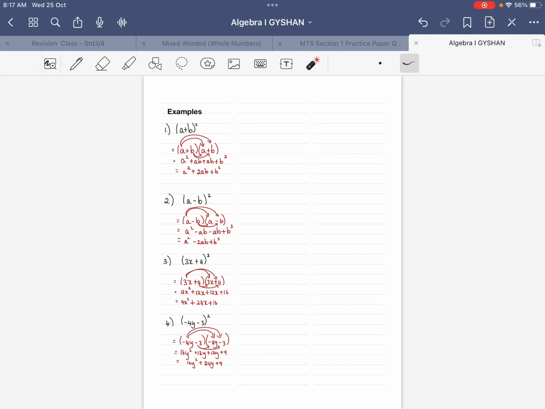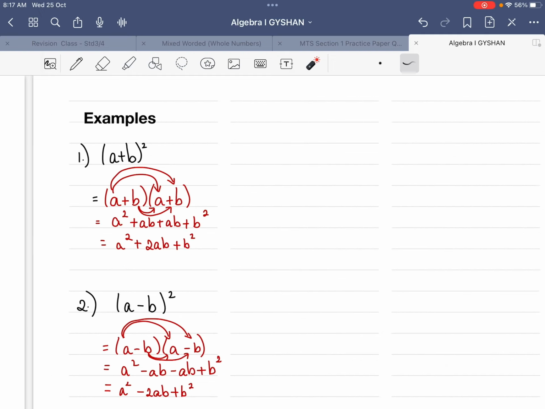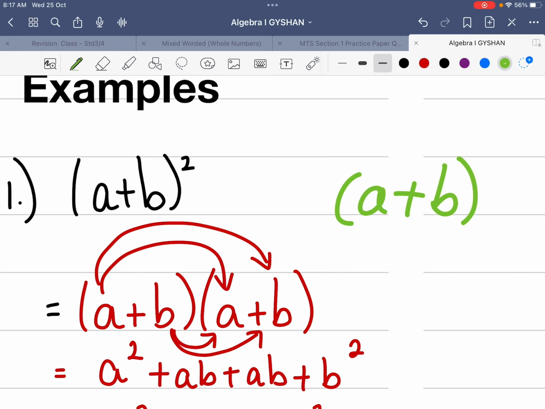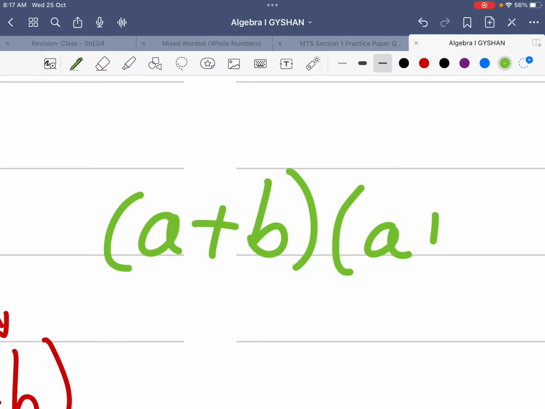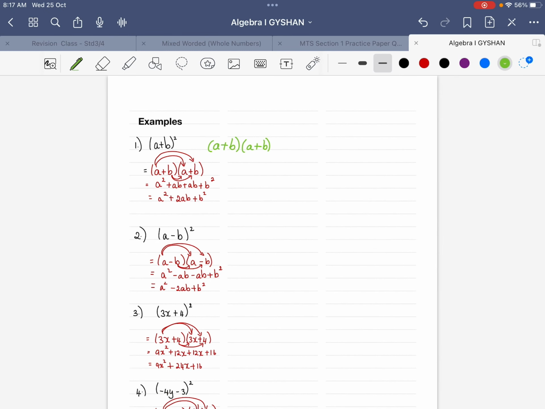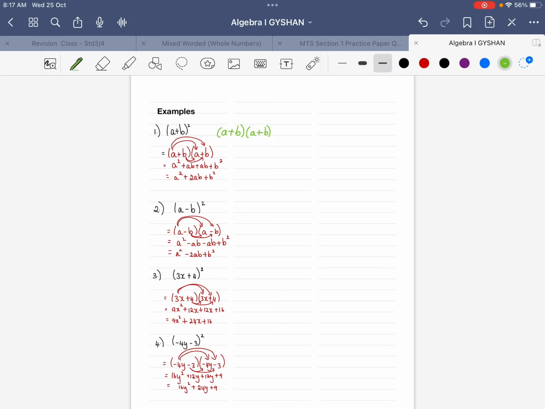Okay, so let's look at expanding the brackets where we have a square or squaring of the brackets. So this simply means a plus b squared simply means a plus b multiplied by a plus b. Square simply means multiply by itself. Right, and we already know how to do that, so you can easily understand examples 1 to 4. So take these down and we will try some questions.